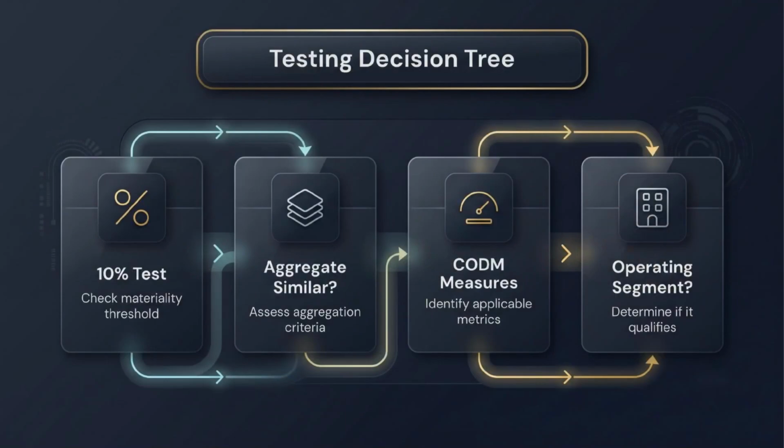Use the decision tree as a working checklist. First, confirm that the component is an operating segment. Second, identify the measures used by the chief operating decision maker. Third, consider whether similar segments may be aggregated. Fourth, apply the 3-10% tests. Fifth, apply the 75% external revenue coverage test. Sixth, assess usefulness and comparability. This sequence helps prevent mechanical errors and supports a defensible segment reporting conclusion.